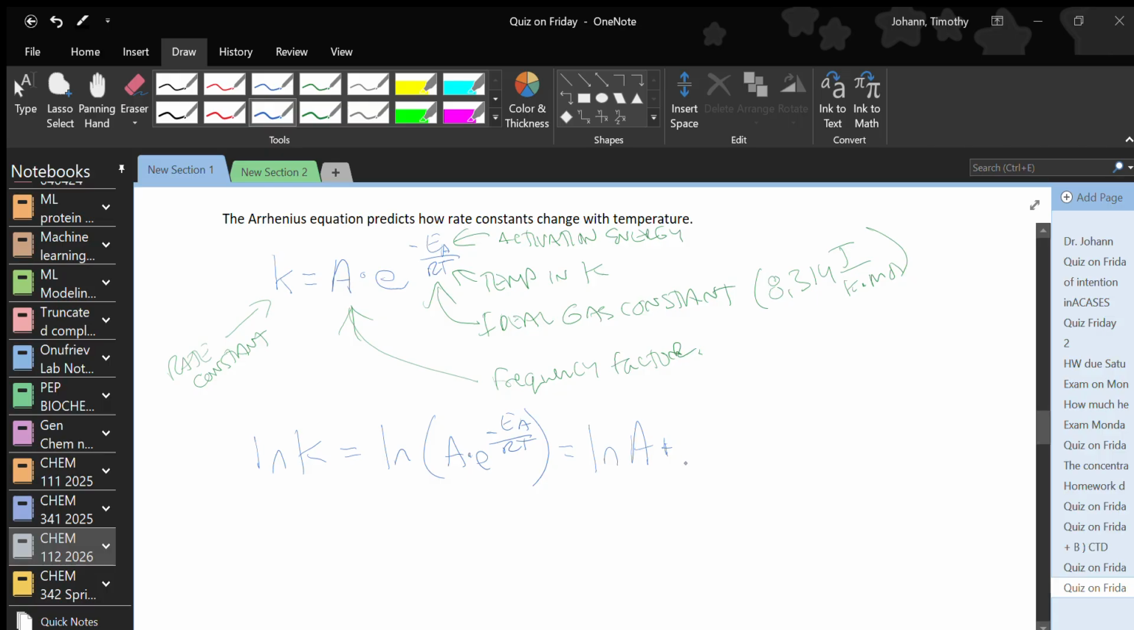Now, let me write that out. So I've got ln of e to the Ea over RT. These are opposite operations here. So that's going to give me the logarithm of A plus, well, minus Ea over RT. Okay?